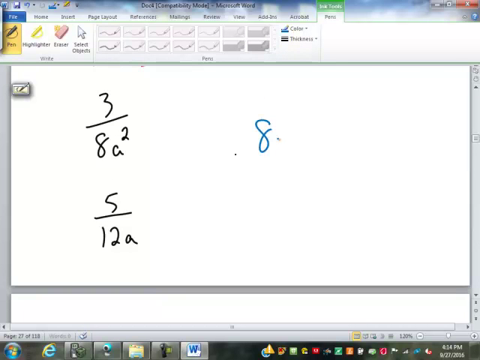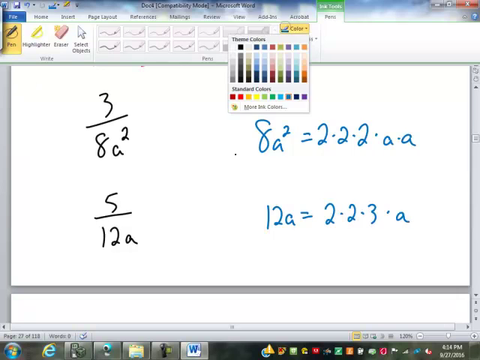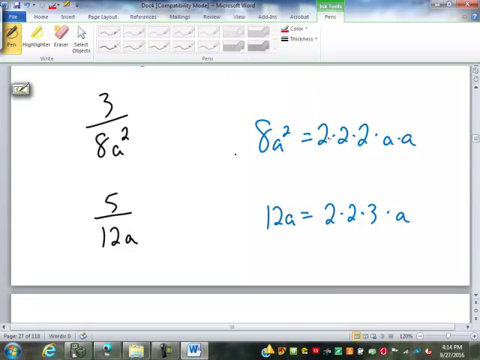So I have 8a squared. If I factor that, 8 becomes 2 times 2 times 2. A squared is a times a. 12a, well, 12 factors into 2 times 3, and then just the a. So I look at what's in common. There's a 2, and there's another 2, and then there's an a.